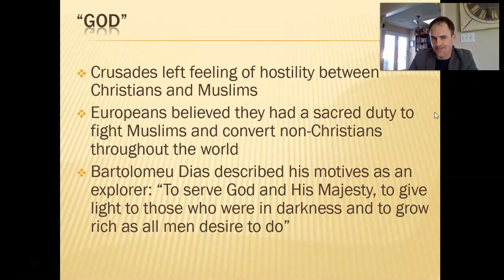All right, so you can break down the three key reasons for why Europeans began their exploration to the three G's: God, gold, and glory. So here's the God reason. Remember, we had studied the Crusades as this period of warfare between Christians and Muslims.